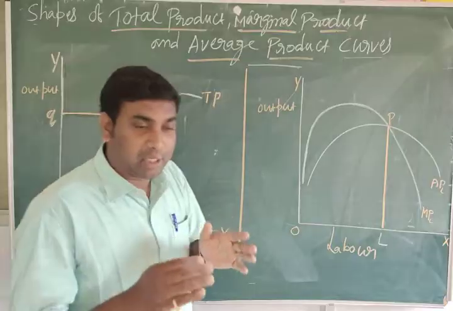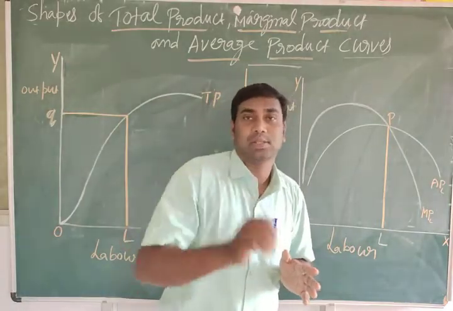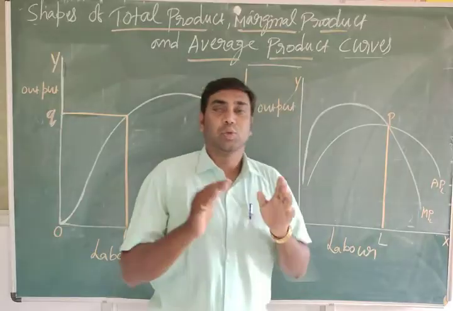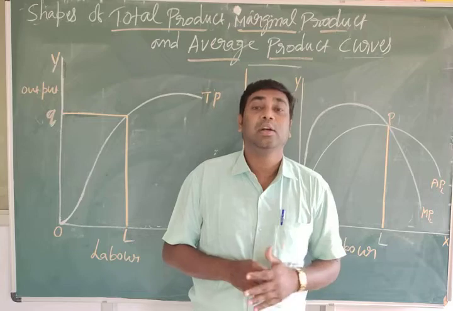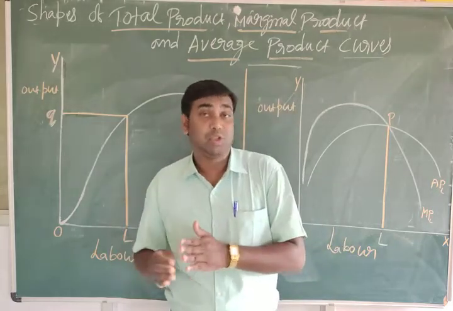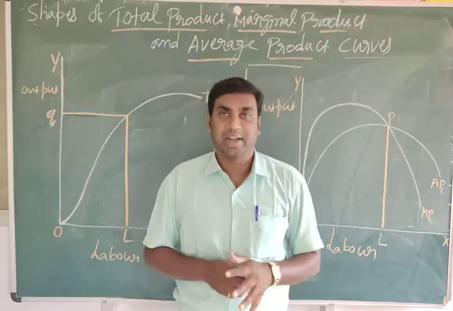In the short run we can change only a few factors, the remaining we can keep constant. Those factors which are changing are called variable factors. Those which are not possible to change remain fixed, and they are called fixed factors.